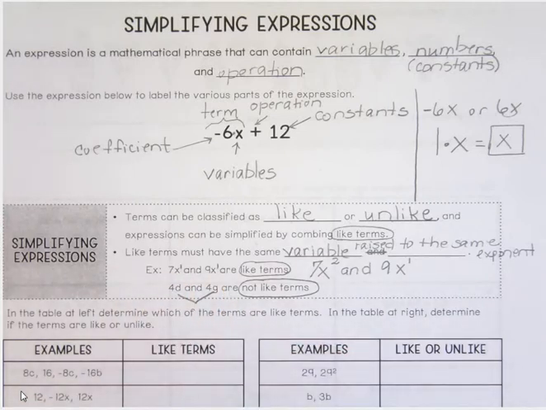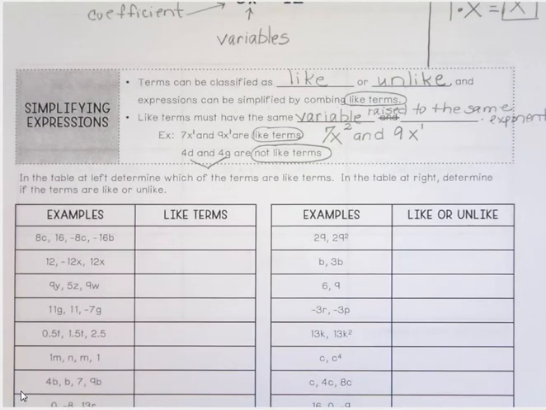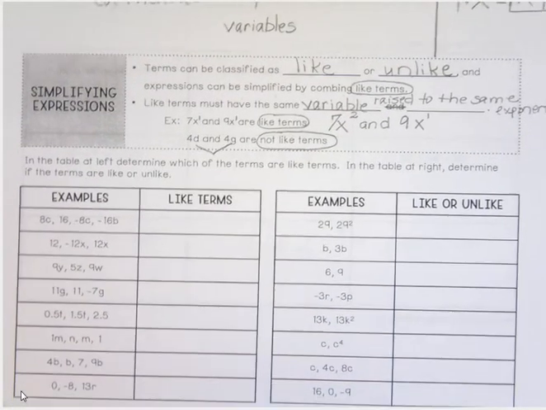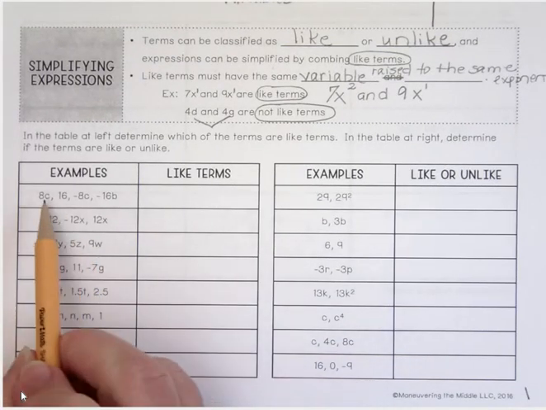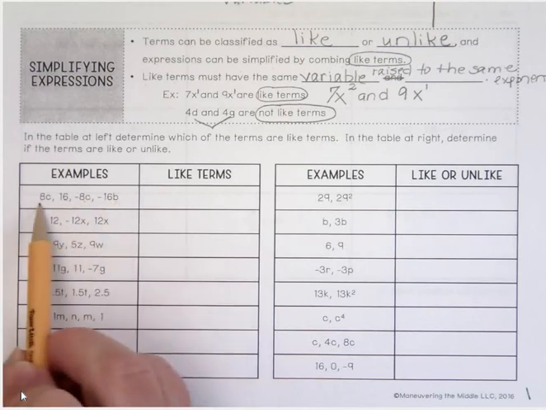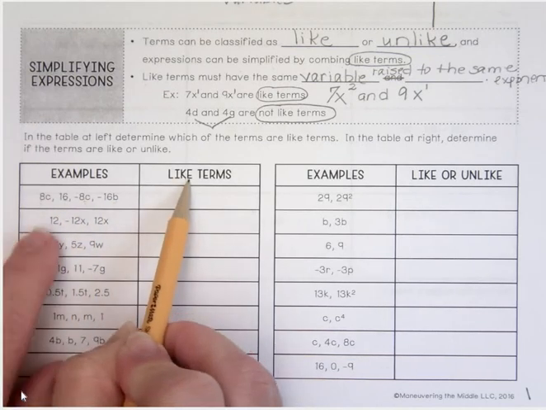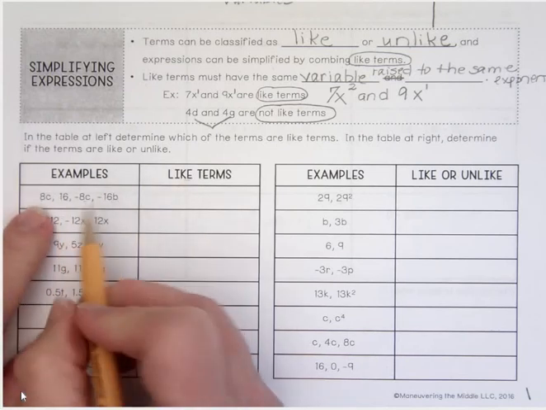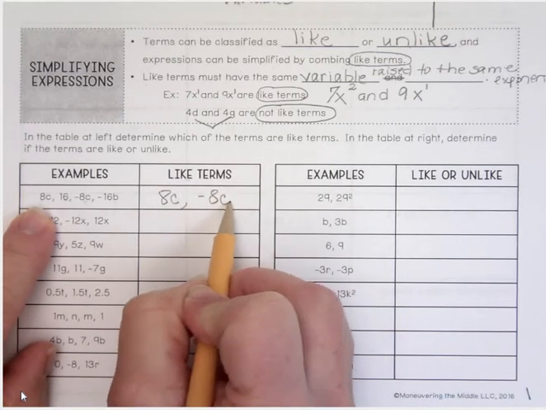What we're going to do next is work on recognizing like terms, because those are the ones that we can combine in our expressions. So we're going to take just a moment. I'm going to do a few, then you'll do a few on your own. I am counting 4 terms, 2 positive, 2 negative, and I'm looking for my like terms. To do that, I'm looking for the same variable raised to the same exponent. So I see 8c and negative 8c to be like terms.